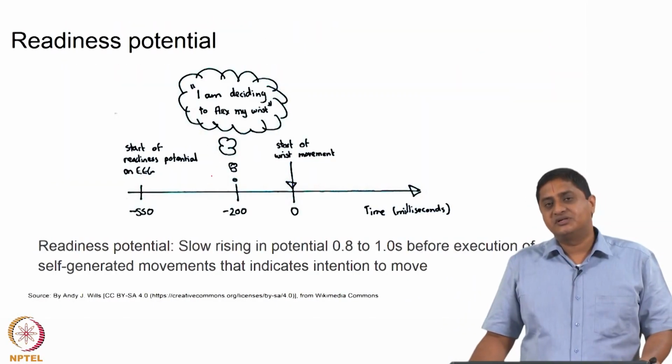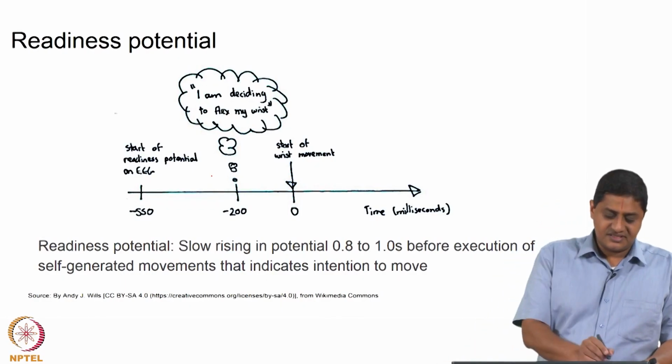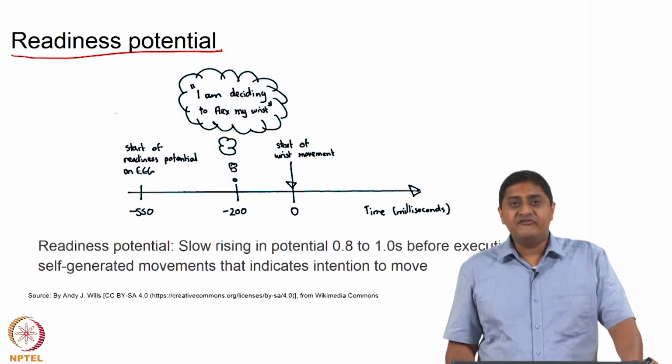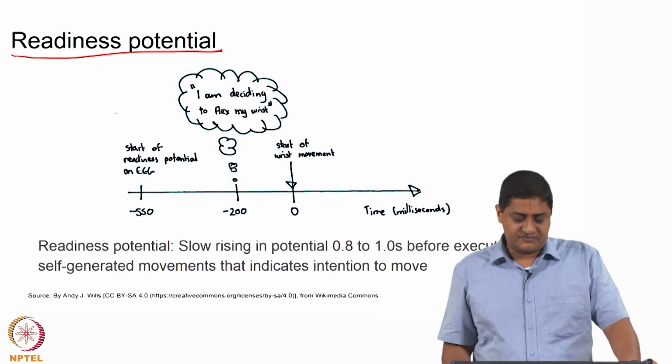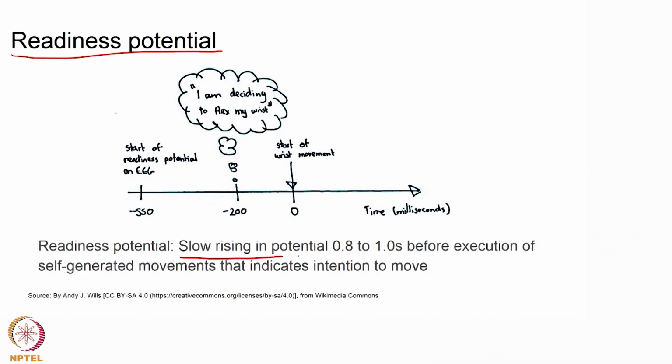An important concept in understanding movement and movement related function is the notion of readiness potential, right. If a movement is performed by intention, for example, then readiness potential is this potential that is slow in rising at about 0.8 to 1 second before the execution of movement, self generated or self initiated intentional voluntary movements.